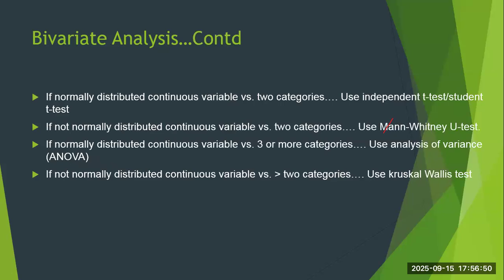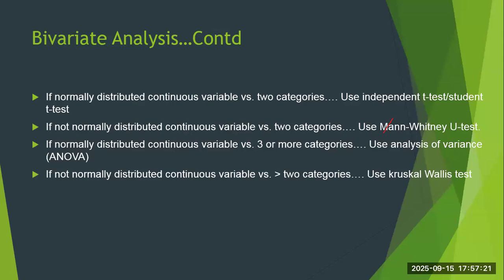So we may have a normally distributed continuous variable with two categories. In this case, it is good to use independent t-tests, or what we call student t-test, or just t-test. They are all the same thing. So that's what you use at that point. If you have a normally distributed variable, assuming the PCV is normally distributed, and we have asthma and healthy control, and we compare the PCV between the two groups using independent t-tests, that's how I will write it.